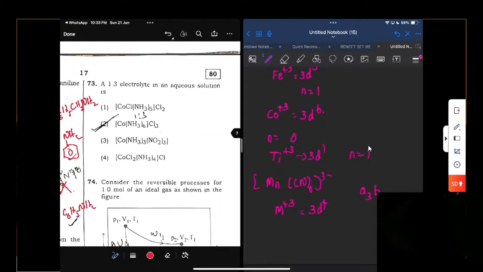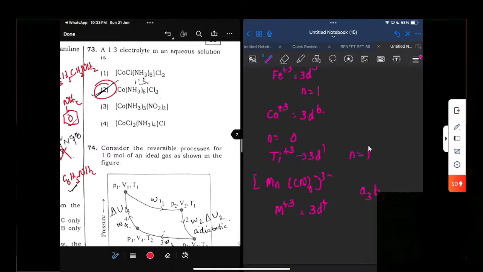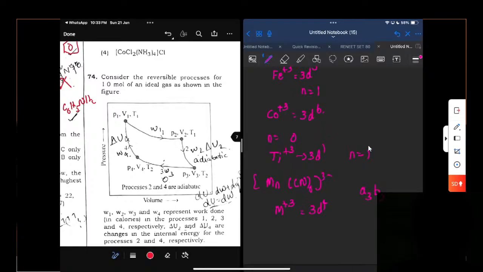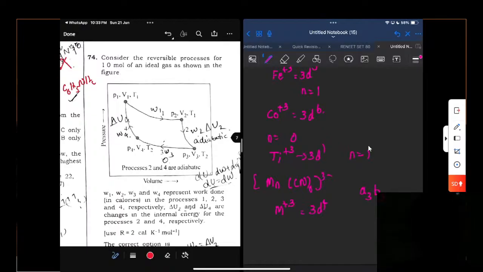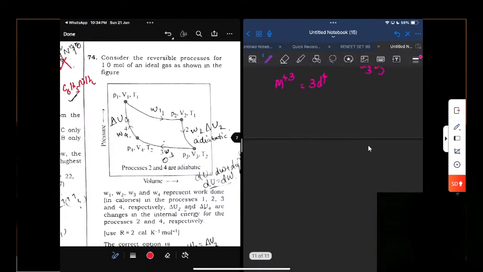A 1:3 electrolyte in aqueous solution means 1 complex formation and 3 ion formation. That occurs in option 2, where 3 chloride ions are present outside. So this will form a 1:3 electrolyte. Next, let's go to question number 74.